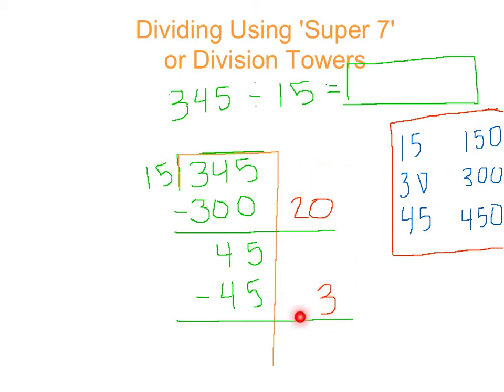If you add all this together, obviously you won't have different colors. You can if you need to. But I can take 20 and 3, and we know from the previous videos, 23. That's our quotient. That's our answer, right there.